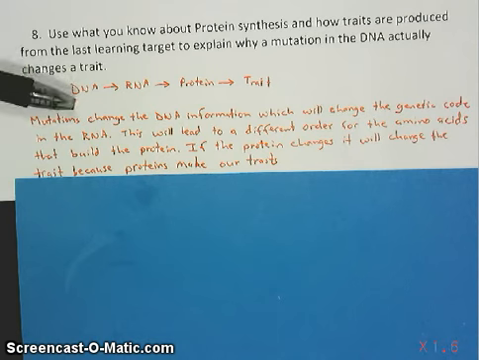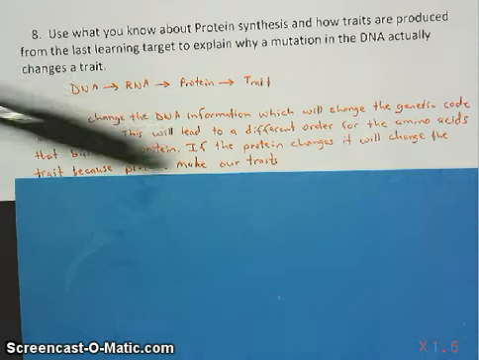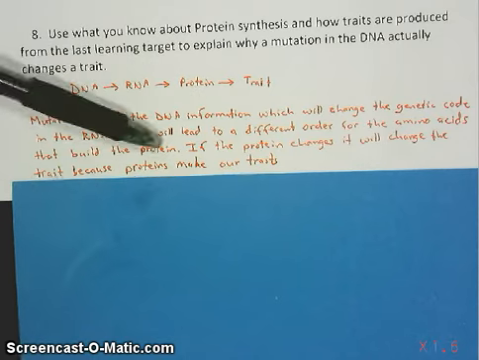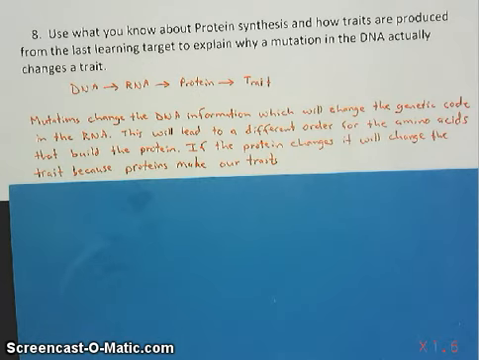The ribosome is involved in that. And if the amino acid sequence changes, it'll make a different protein. Because proteins make our traits, a change in the protein means you have a different trait. And whatever that mutation is, whether that trait is cancer, which is not a good mutation to have, or whether that trait is curly hair, it is a mutation.